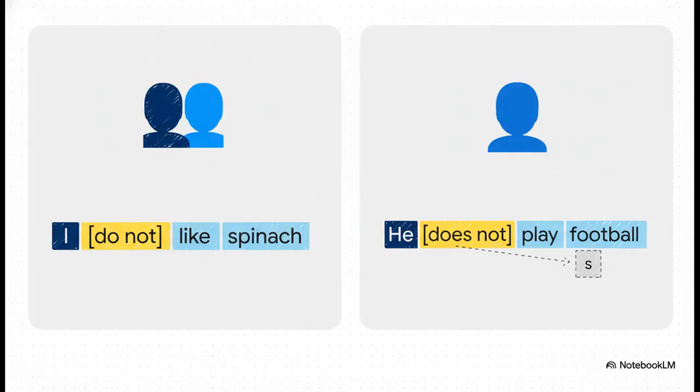So, the crucial point is choosing the right helper, and it follows the same pattern we saw before. For I, you, we, and they, we use do not, which you'll almost always hear shortened to don't. For he, she, and it, we use does not or doesn't. Now notice something really important. When we use doesn't, the main verb goes back to its base form. We say he doesn't play, not he doesn't plays. The S is already handled by our helper, does.